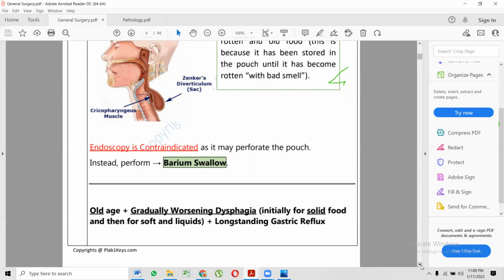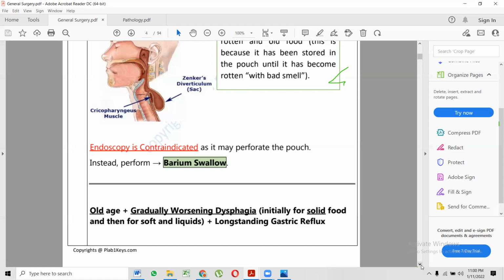Esophageal cancer. Yes, that's right. Esophageal stricture. Gradually worsening dysphagia, initially for solid food and then for soft food and liquids, plus long-standing reflux. Esophageal stricture, because there's long-standing gastric reflux. Yes, long-standing gastric reflux can lead to Barrett esophagus as well as esophageal stricture.